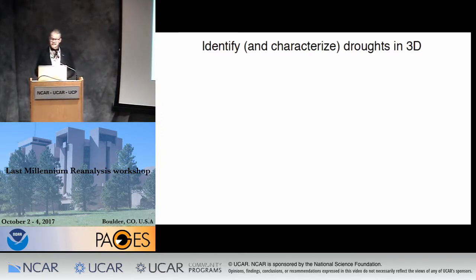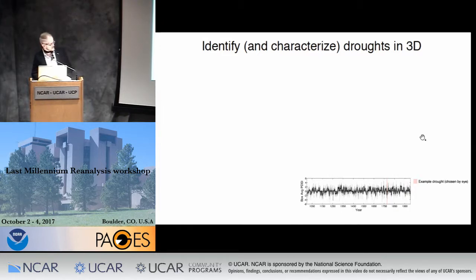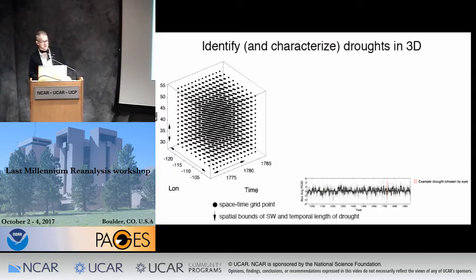Those dimensions being latitude, longitude, and time. So this is that same time series. I'm going to choose an example drought here by eye, highlighted in orange. What I'm showing here is a 3-dimensional grid. So we've got latitude on the vertical axis, longitude on the first horizontal axis, time on the last horizontal axis. The latitudinal and longitudinal extent of that southwest box are those arrows, and the temporal extent of the drought is the final arrow. Each of the dots there are space-time grid points.